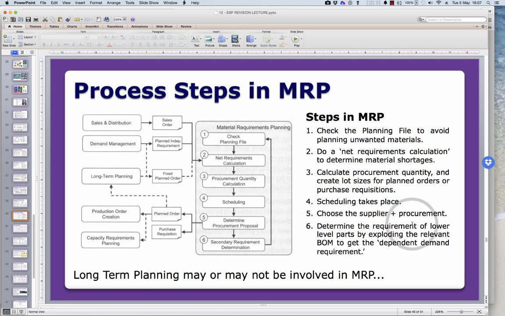So you determine the requirement of lower level parts by exploding the relevant bills of materials to get the dependent demand requirement. And that's what you'll need to think about buying what you don't have, or making what you don't have.